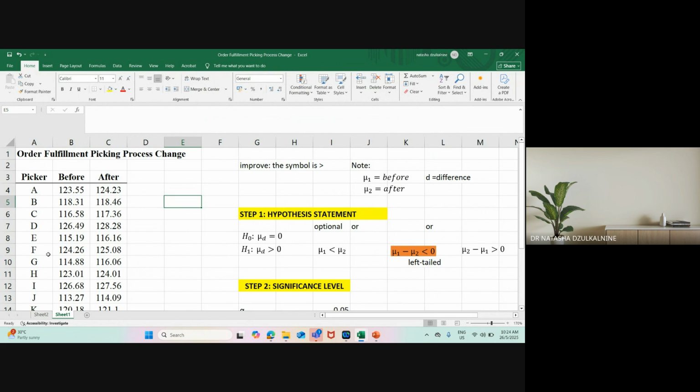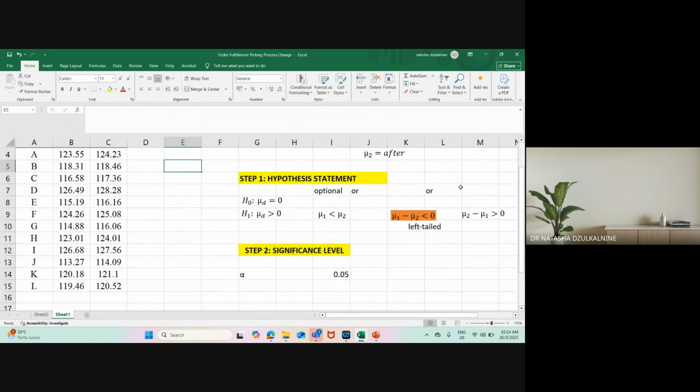From the words in the example, we know that the manager would like to know the improvement. The word improve, the symbol for improve is more than. So that's why it becomes the one tail. The symbol more than becomes the one tail. So note mu1 is before, mu2 is after, D is difference.